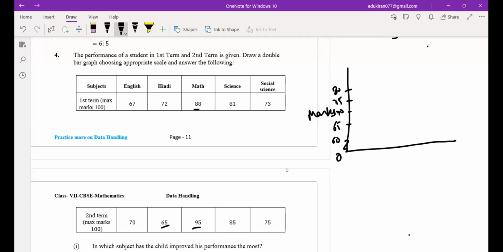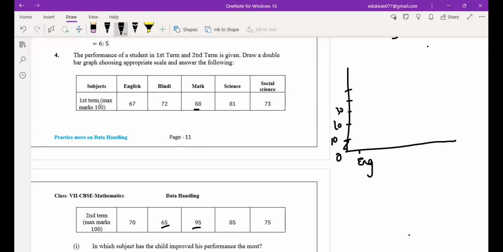Or instead of doing this, if you don't want to make a break even line, then one more alternative is you can take a 10-10 gap: 10, 20, 30, like this. Then over here, they are telling you the subject. So for example, for English, this first slot will be for English.